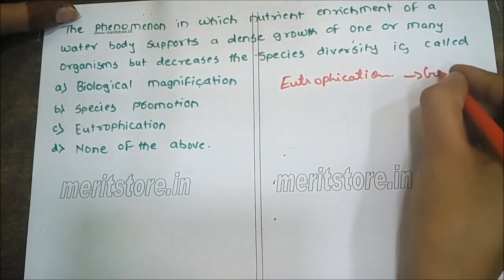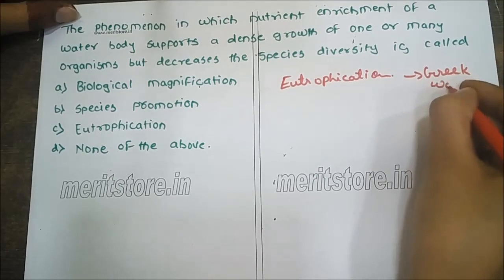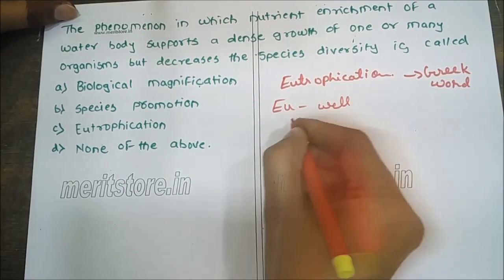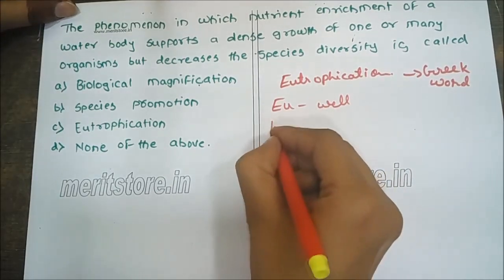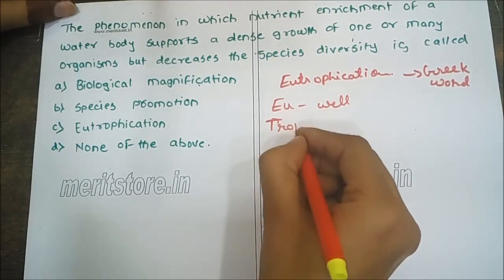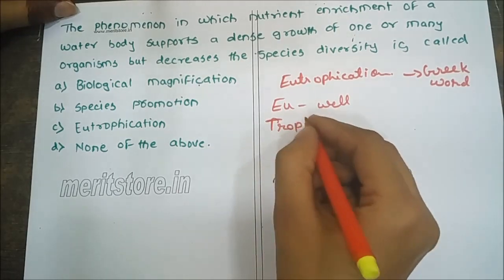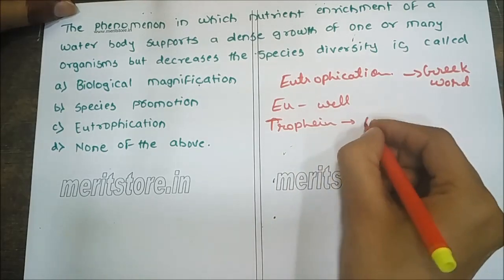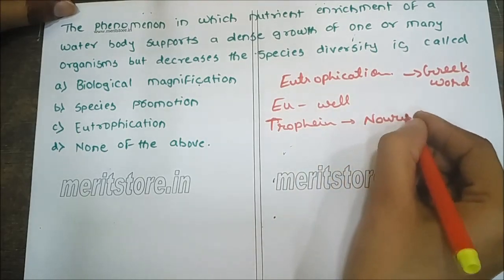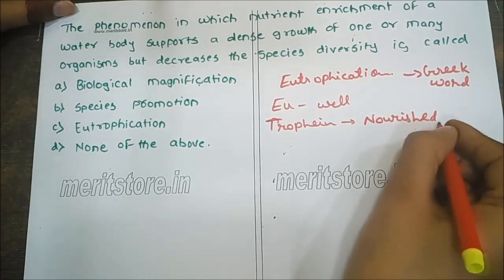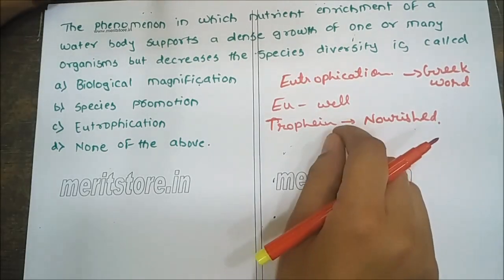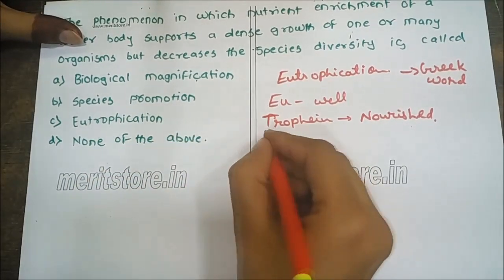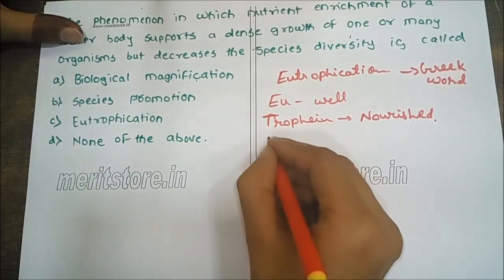Eutrophication is a Greek word, where eu means well and trophin means nourished. So eutrophication is a well nourished water body. It is also called hypertrophication.